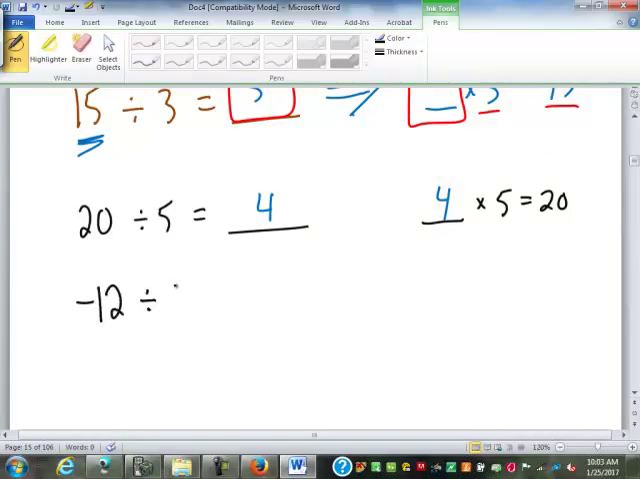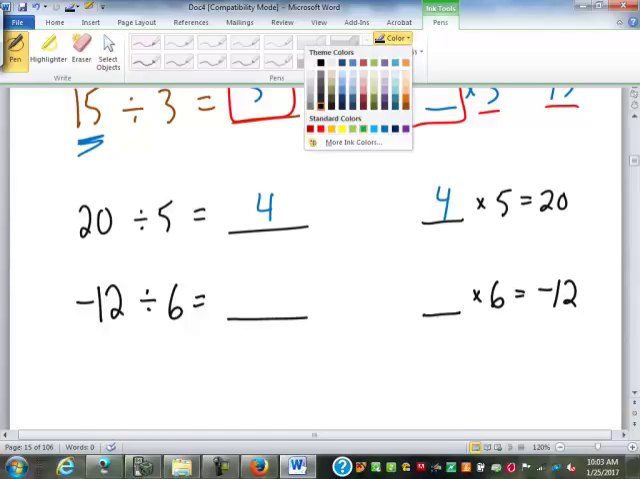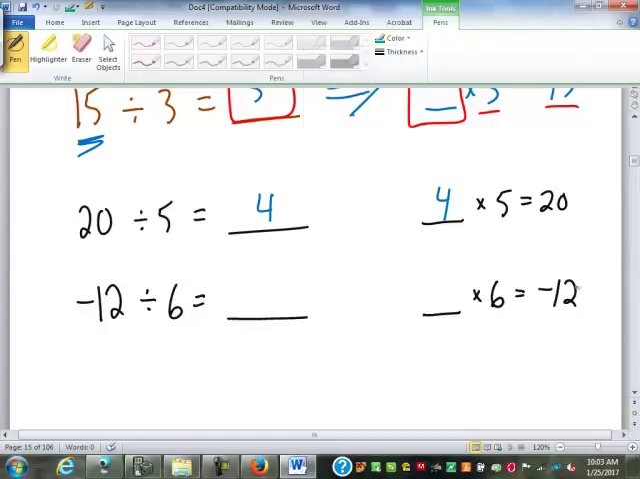negative 12 divided by 6. What that's asking is what number times 6 equals a negative 12? Well, we know what number times 6 would be 12. 2, right? 2 times 6 is 12. Does that have to be a positive or a negative? Has to be a negative because the 12 is negative. Since the 6 is positive, it has to be a negative times a positive to make a negative. So that's a negative 2.